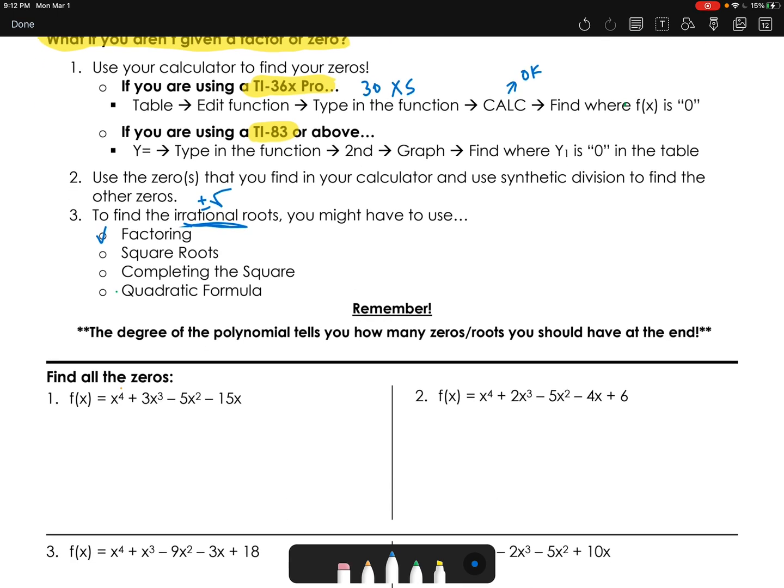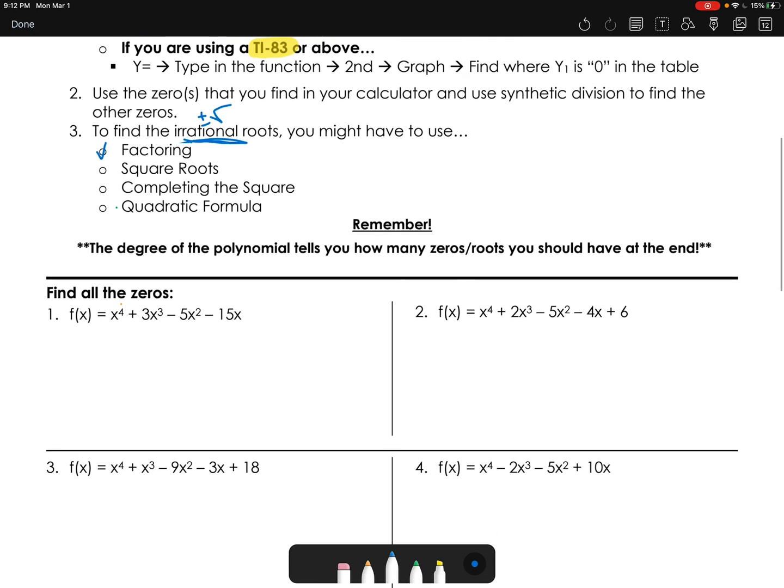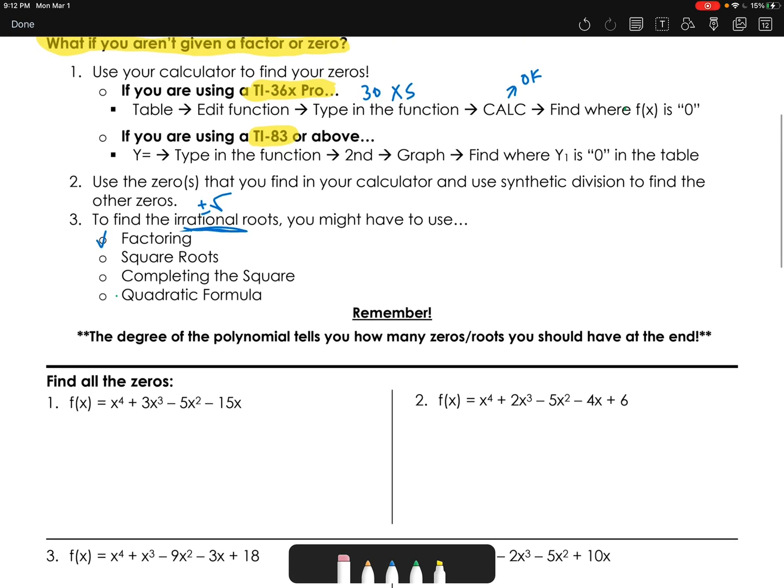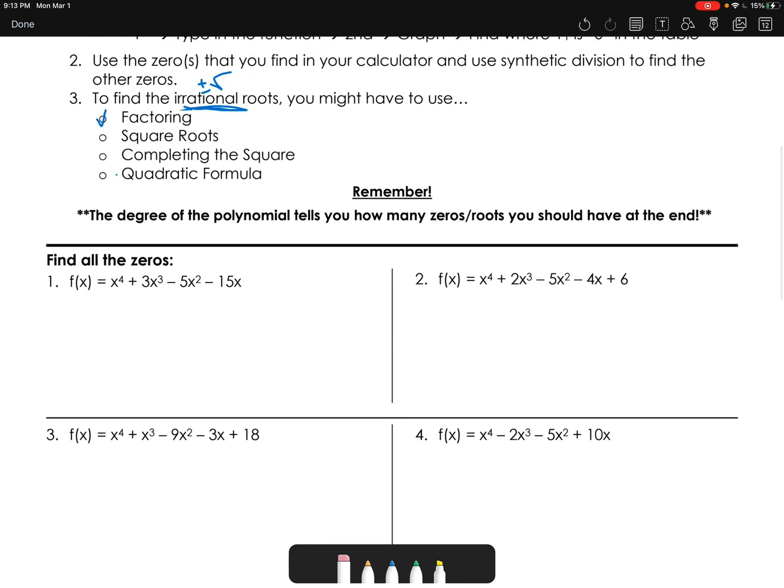So the purpose of these notes, guys, is to really make sure you feel comfortable with the calculator. And so I'm going to take my time working through the calculator for these. So for number 1, we are going to start with the calculator. So I am just going to plug this equation into the calculator, and I'm using the 36X Pro, and so you can follow along with the notes up here if you are using your 36X Pro.